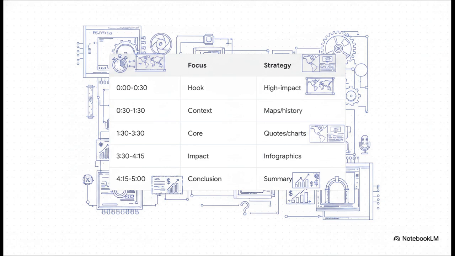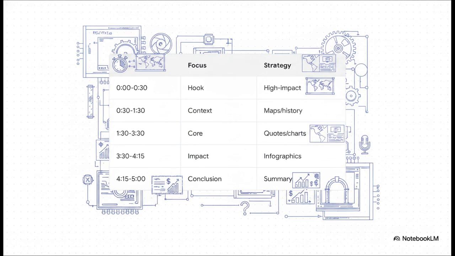From 0 to 30 seconds, you've got the hook, which focuses entirely on a clear statement of the headline using really high-impact footage. Then, from 30 seconds to the 1-minute 30 mark, we move into the context, where the visual strategy shifts over to things like maps, historical footage, or timeline graphics. Then from 1:30 to 3:30, we hit the core, or the debate part of the story. This is where split screens, text overlay quotes, and data charts come into play.